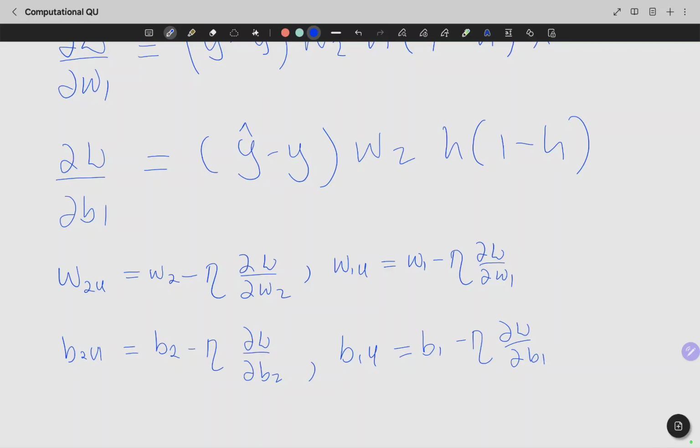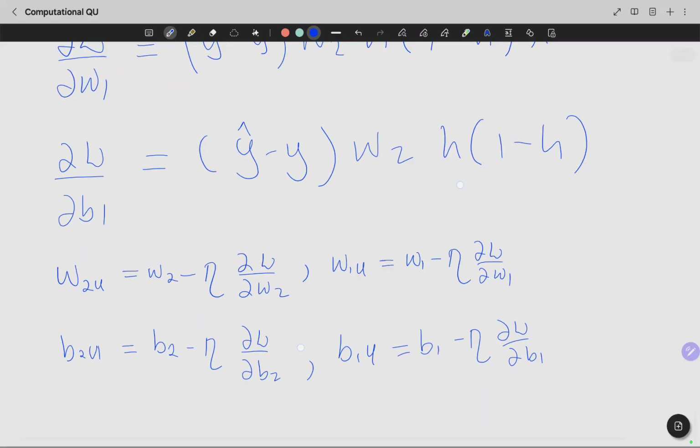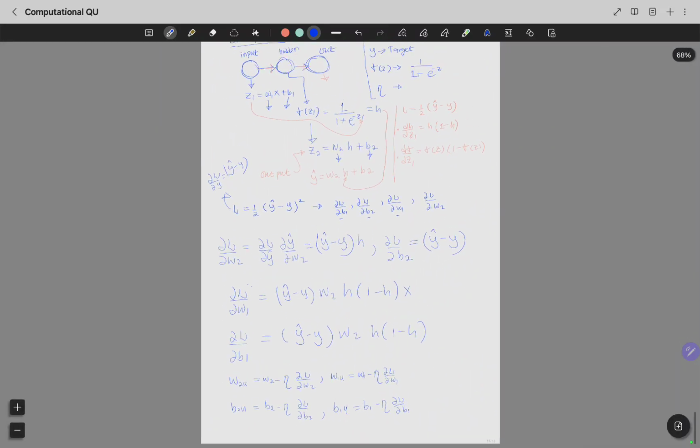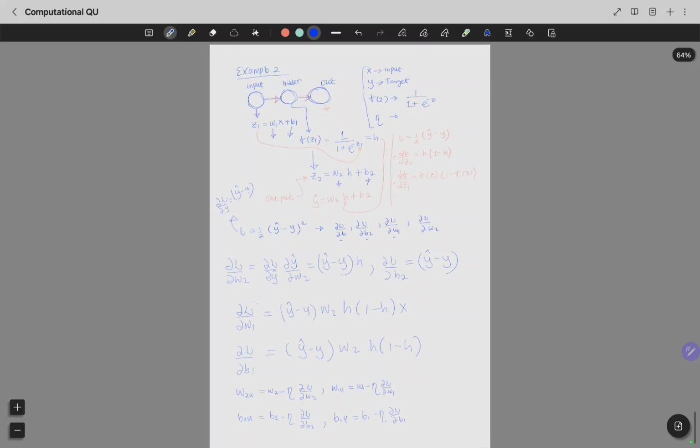And in general, this is how this short neural network will operate. And if you have more neurons, you are going to have these operations more and more. I will now give another example in another video.